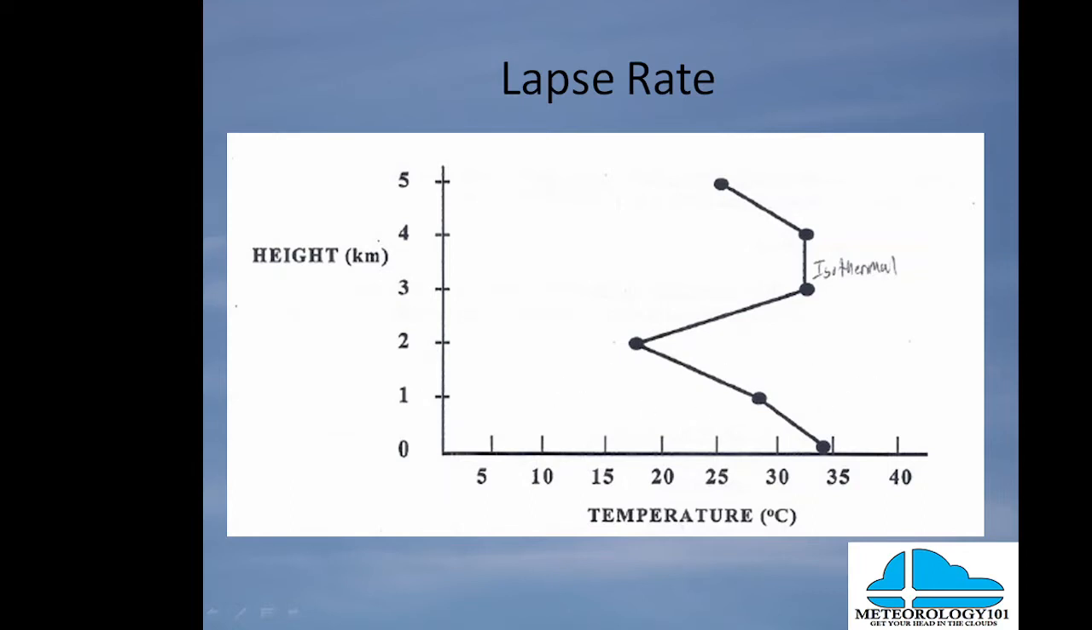So the significance of an inversion is typically if you have warm, moist air on the surface, overnight cooling drops the temperature at the surface.